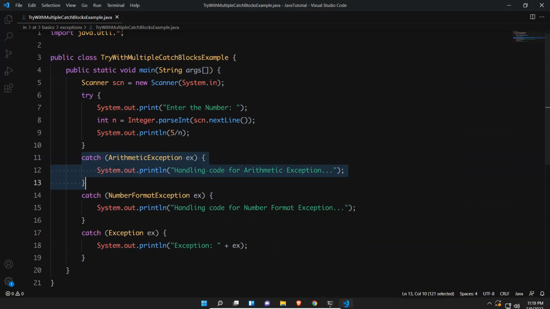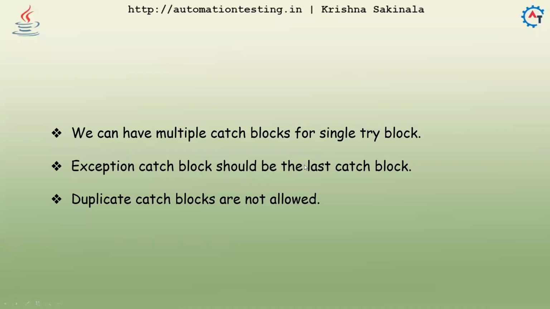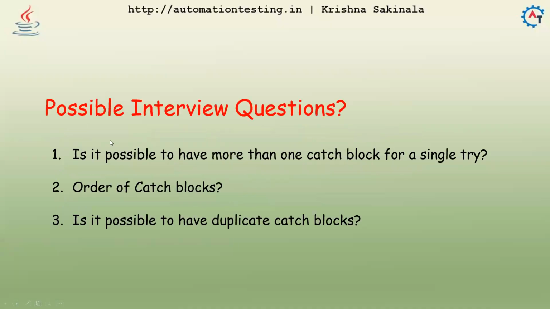Okay. So what could be the possible interview questions from here? So is it possible to have more than one catch block for a single try? Yes, we have. We have already seen order of catch blocks. We just discussed it, right? Exception should be at the end. Is it possible to have duplicate catch blocks? No, it is not possible. Okay, we discussed all these things with an example.